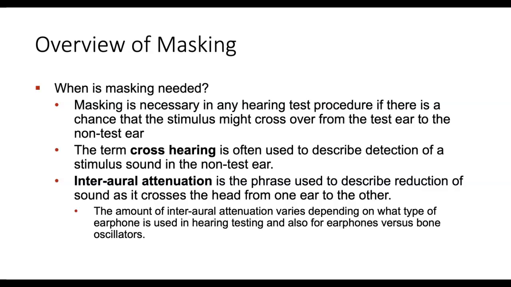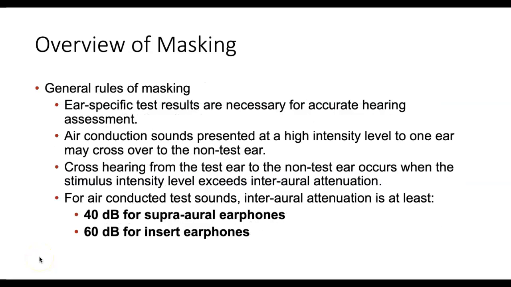There's a concept called interaural attenuation, and essentially it is related to how much natural attenuation your head and skull provides from one ear to the next. It depends on the different types of transducers we're using and so forth. Technically, it's a phrase used to describe the reduction of sound as it crosses the head from one ear to the other. That's interaural attenuation, and we'll talk more about that.